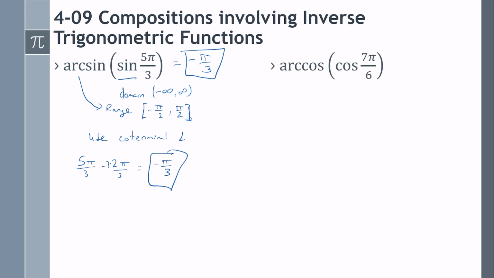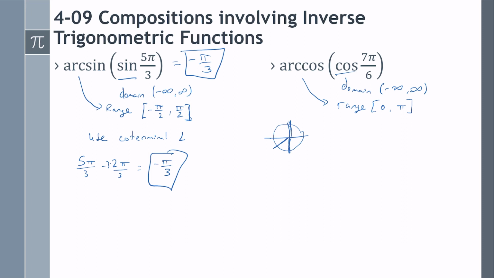So you may have to find a coterminal angle. Let's try another. Arccosine of cosine of 7π/6. Alright, let's check the domain of cosine, which is -infinity to infinity. So 7π/6 is in the domain. And let's check the range of arccosine, which is 0 to π. Is 7π/6 in there? No. If I found a coterminal angle, it wouldn't be in there either. So let's look at the unit circle idea. 7π/6 is here.